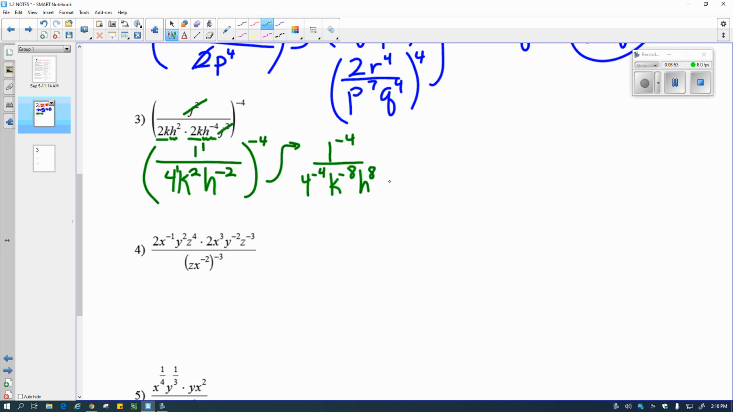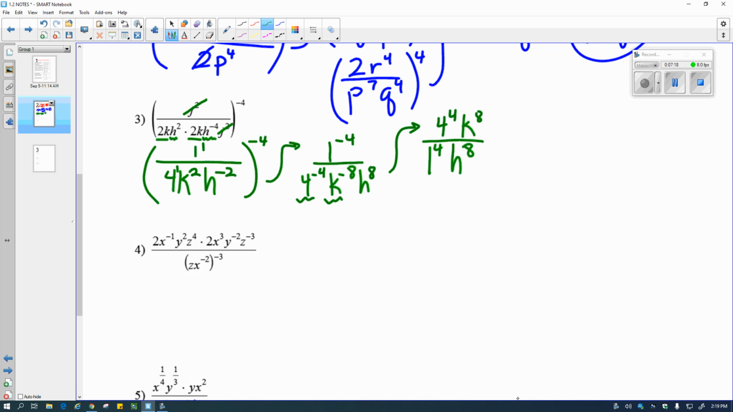So then I'll do my move around. Positive powers will remain where they are. Negative powers will move from the bottom to the top or from the top to the bottom, depending on the situation. So I have 4 to the 4th, k to the 8th. Those negative powers moved up from the bottom. And then over 1 to the 4th, h to the 8th.